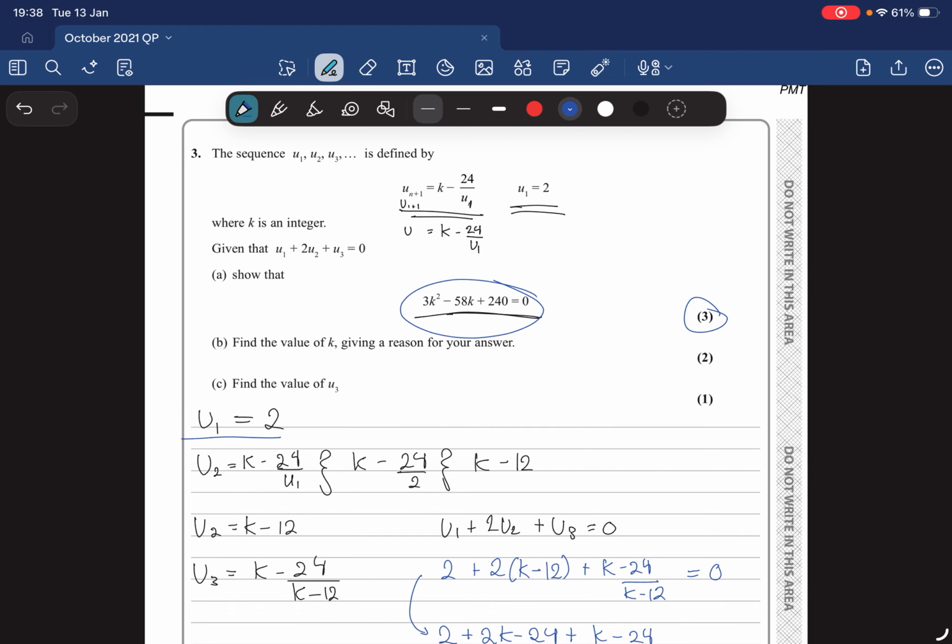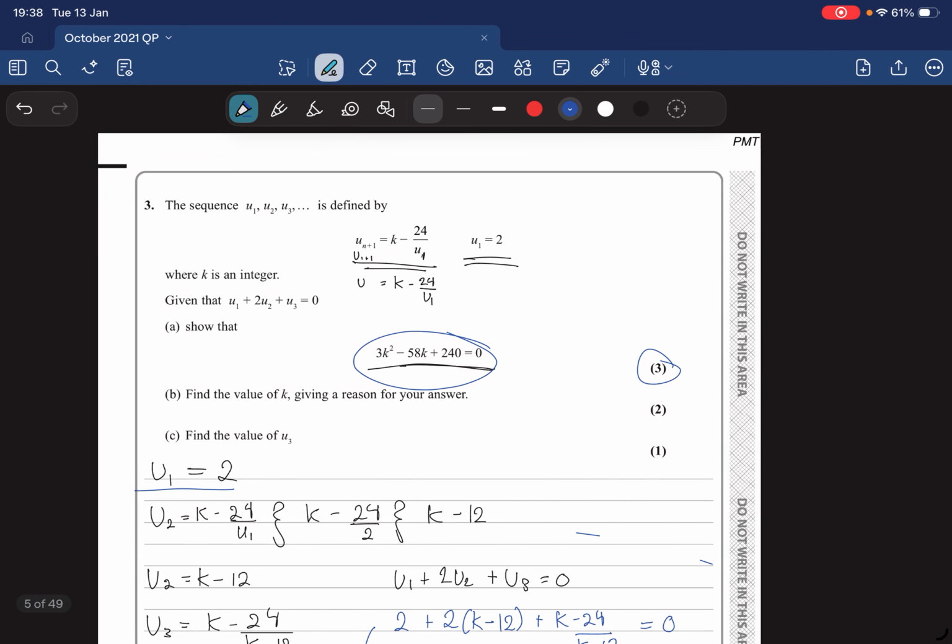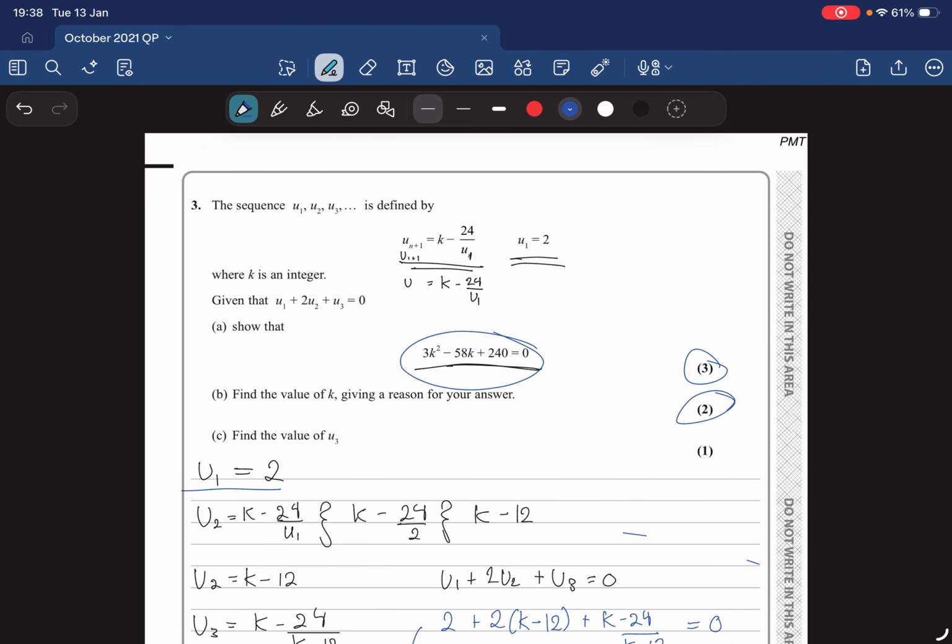Giving a reason for your answer. I mean, it doesn't really need any reason. It's just that. I don't know, but we're going to give us 2 marks because we do.